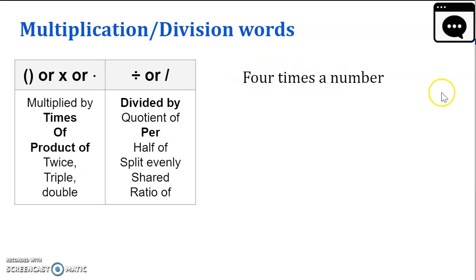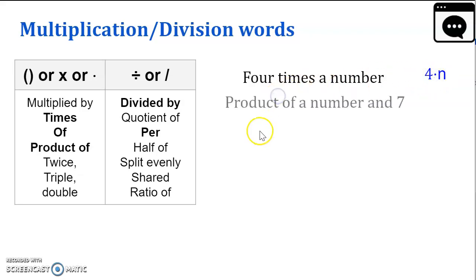4 times a number. That's going to be 4 times n, so it's a multiplication. What about product of a number and 7? Product should make you think about multiplication. So product of a number, that's going to be n and 7, and the operation between them is multiplication, so it's n times 7.